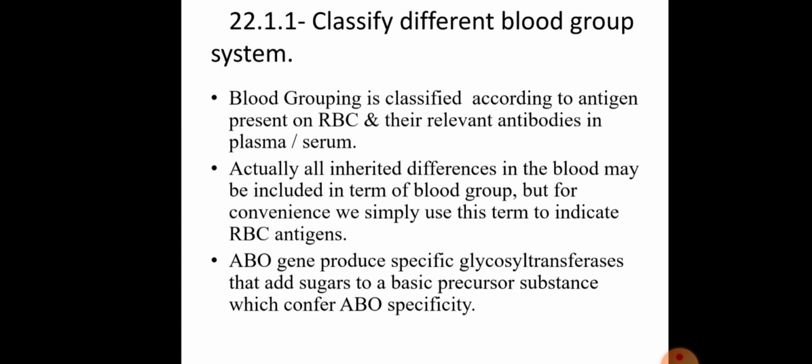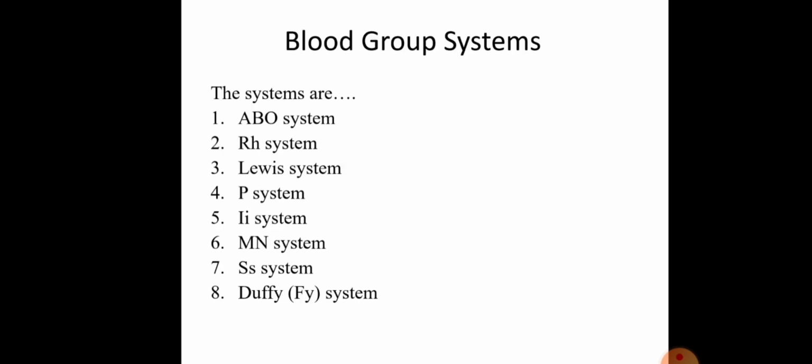Amongst them, the most common is the ABO grouping, which has a specific glycosyl transferase that adds sugar to the basic precursor substance, and because of that there is ABO specificity. The most common blood group of humans is ABO, so that will be discussed in detail.